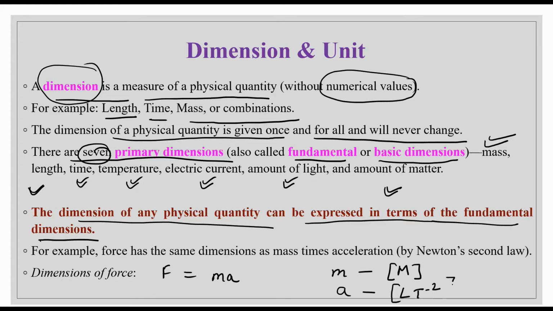So what will be the dimensions of F? The dimensions of F will be equal to M L T minus 2. So this is the dimension of force. With the help of all these 7 primary dimensions, you can find out the dimension of any physical quantity. Here you found the dimension of force, which depends upon what? Mass, length and time.